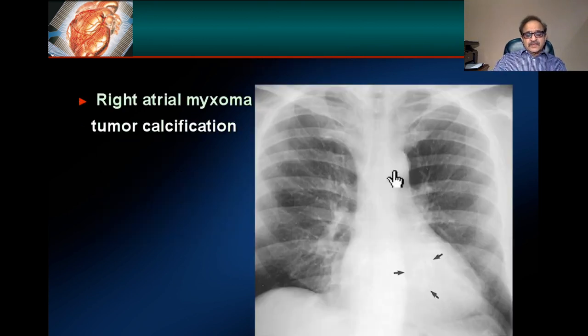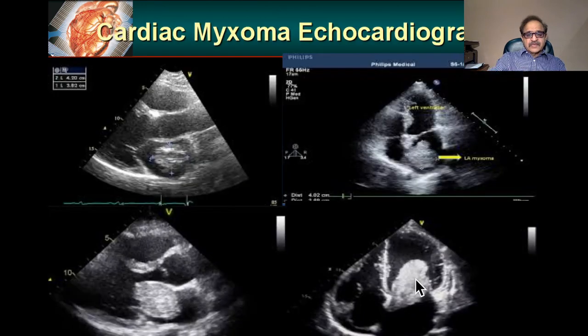Right atrial myxoma: if you suspect it, you can see a mass with different calcified areas shown by these arrows. Tumor calcification is a feature on the right side. The most important investigation in cardiac myxoma is an echocardiogram, and you should see, in the top left side, a tumor inside the left atrium.